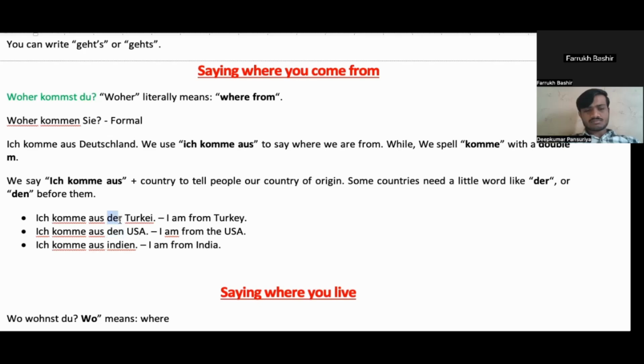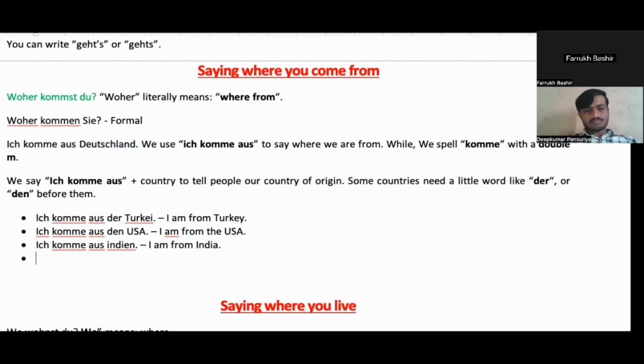Otherwise, we don't use an article with country names. So we can just use "Ich komme aus Indien" or "Ich komme aus Deutschland". I can write here, for example, "Ich komme aus Pakistan". It means I don't need to write an article. This is my answer: "Ich komme aus" plus country name.